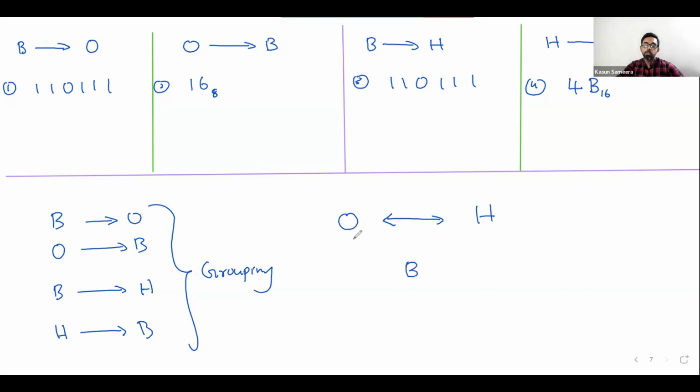That means when you're converting octal to hexadecimal, first octal to binary, then binary to hexadecimal.